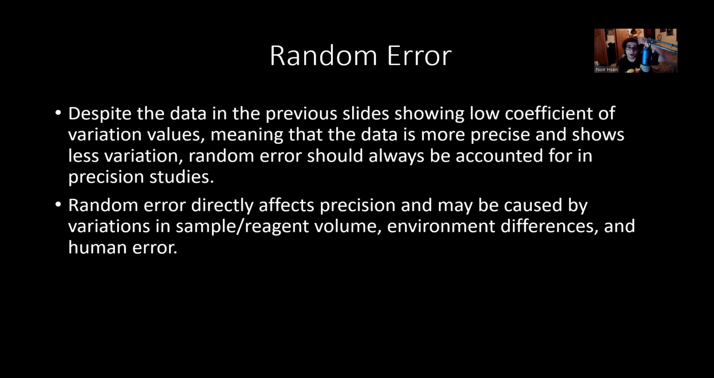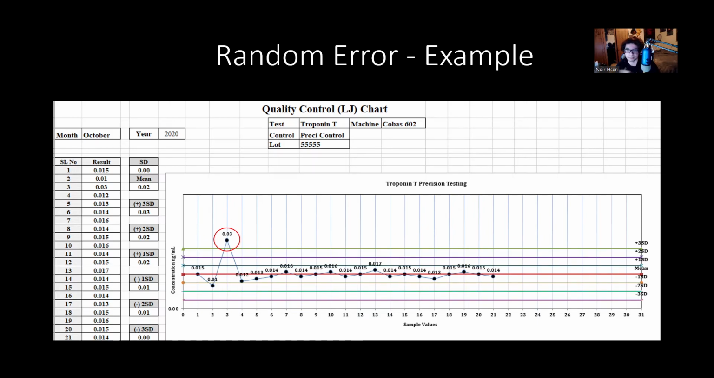Random error affects precision mainly, and it can happen in anything. Maybe the low reagent volume, or there's an environmental difference. Maybe it was too hot in the room where the instrument was. And this is an example of a random error. See how everything's good, and then there's just this circle. Like, what happened that day, you know?